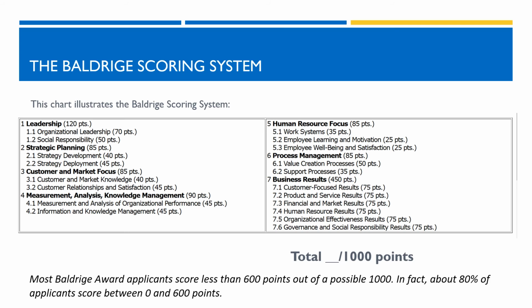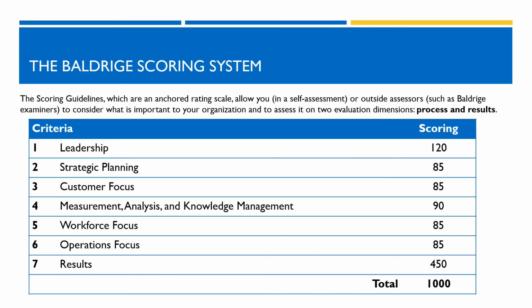This chart illustrates the Baldrige scoring system. As you can see, the total assessment score is out of 1,000 points. Historically, most of the Baldrige Award applicants score less than 600 points out of a possible 1,000. In fact, about 80% of applicants score between 0 and 600 points. The scoring guidelines, which are an anchored rating scale, allow you, in a self-assessment, or outside assessors such as Baldrige examiners, to consider what is important to your organization and to assess it on two evaluation dimensions: process and results.